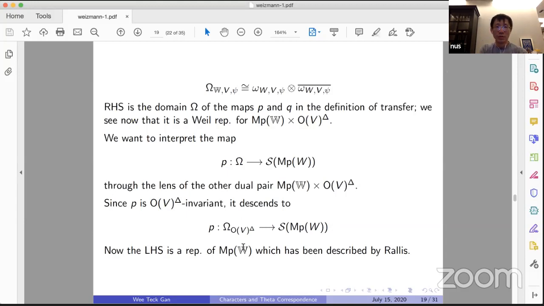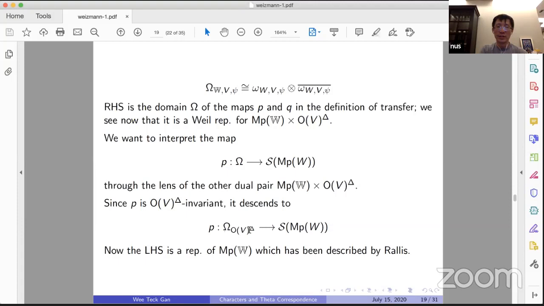this co-invariant space is not just a vector space. It actually carries an action of Mp(2W). Of course, we know that it carries an action of Mp(W) cross Mp(W). And in fact, this map is Mp(W) cross Mp(W) equivariant, but in fact, it has an action by a larger group.